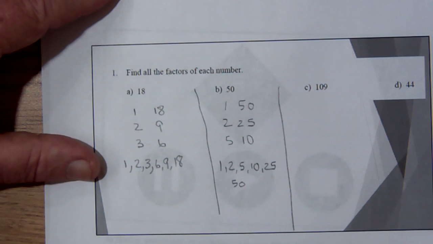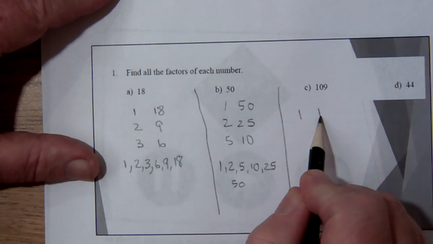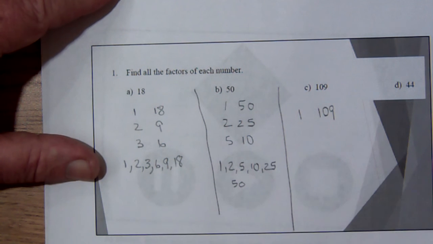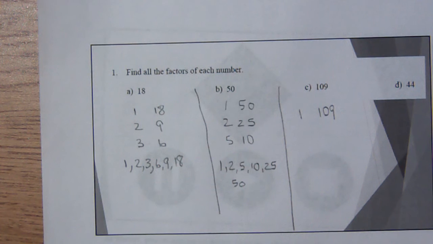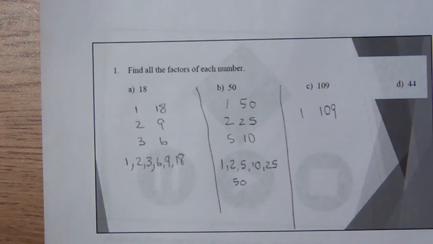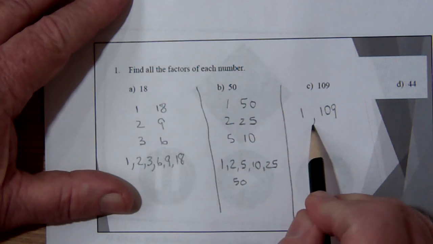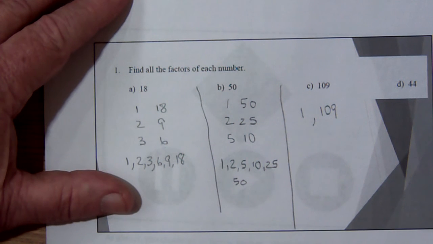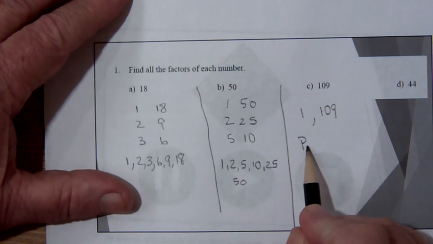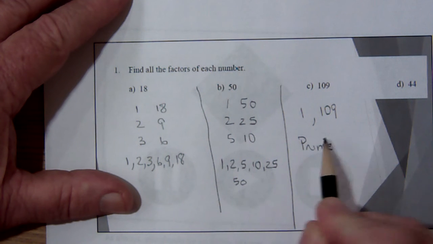Now the next number is 109, and we could try to find factors of 109, and certainly we can go 1 and 109, but we find it's not an even number. 2 doesn't go into it. 3, 4, and so on and so forth. And we could test all the numbers. Well, you find the only numbers that go into this are 1 and 109. This is what we're going to call a prime number later on.